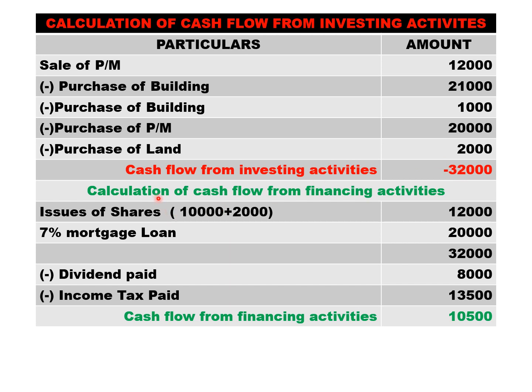Next, calculation of cash flow from finance activity. Issue of shares 12,000, 10,000 capital, 2,000 premium. Then 7% mortgage loan is borrowed. So total receipts 32,000. Less payment of dividend, less payment of IT. So you get cash flow from finance activity 10,500.